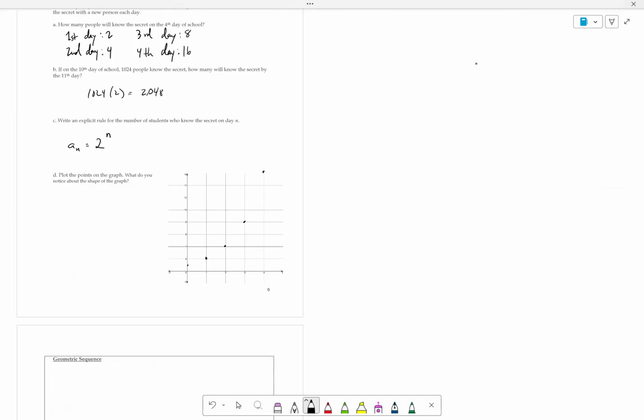Why not? Because you can't have one and a half. This is counting days, like 1 day, 2 days, and there's never like 2.2 people knowing the secret. In between people and in between the days, it's just doubling per day. It wouldn't be quite appropriate to connect these dots. So we haven't studied the shape yet, but it does appear to be like a parabola. We'll tuck that away.